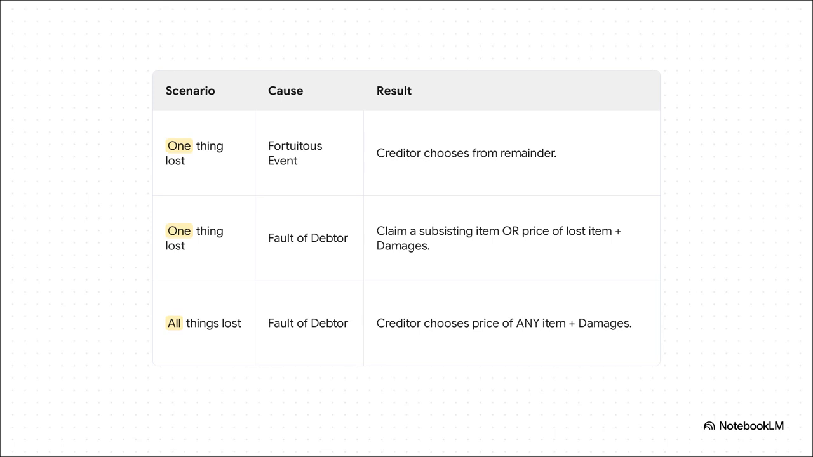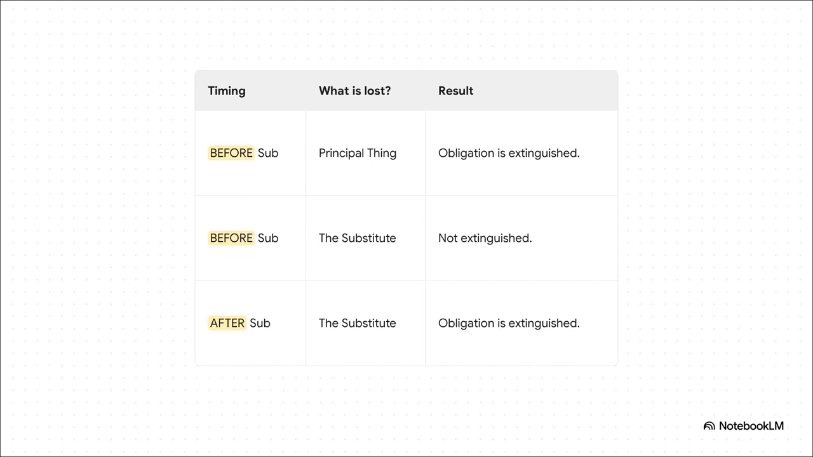And finally, if the debtor's fault causes everything to be lost, the creditor gets to pick the price of any of the original items and demand that amount, plus damages. The power really swings to the creditor here. This table looks like a lot, but it's actually super logical once you get it.